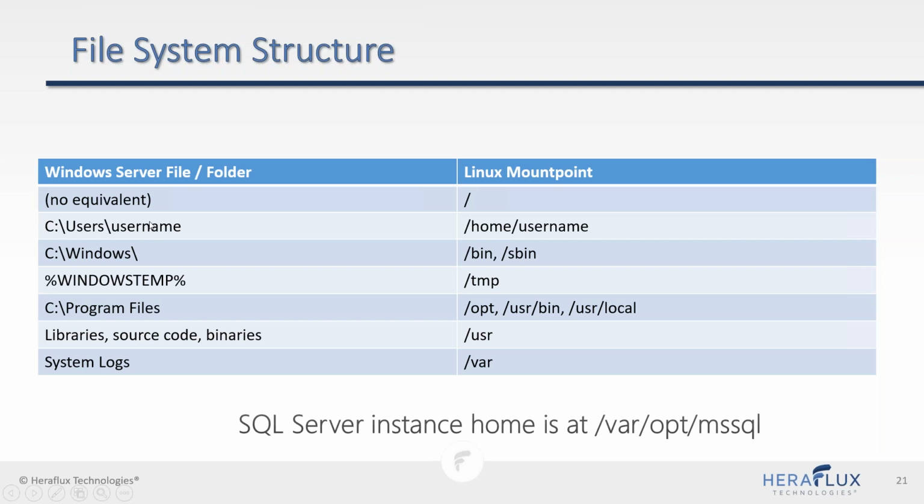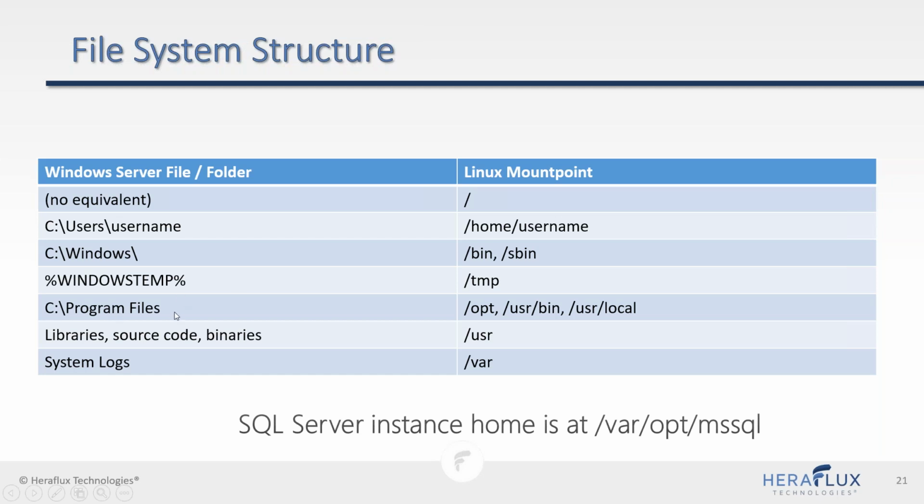Now, the C drive user's username, that's now under /home/username. This is basically your stuff. C drive Windows, it's kind of broken out here between /bin for binaries and /sbin for system binaries. Windows temp, you now have a /tmp folder, and you'll know if I built one of your SQL servers because the C drive has a /tmp folder on it. Just legacy stuff that I've just done for years.